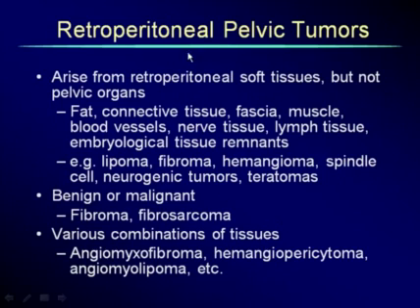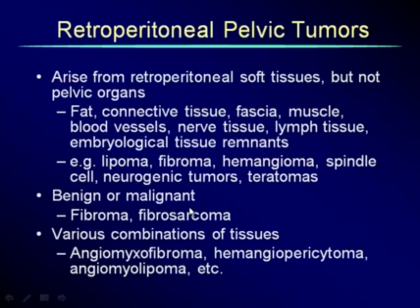Few other things at the end I want to mention is some of these unusual retroperitoneal pelvic tumors. Now we know that we're usually looking at ovaries and uterus, but there are other soft tissues all around the pelvis, and masses could arise from there. There's fat, there's connective tissue, fascia, muscle, blood vessels, nerve tissue, lymph tissue, all kinds of embryologic tissue remnants. So we can have lipomas, fibromas, hemangiomas, spindle cell tumors, neurogenic tumors, teratomas, all kinds of tumors occurring from tissue other than uterus and ovaries.